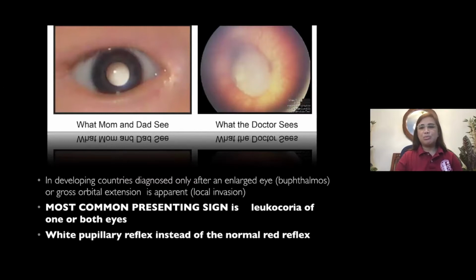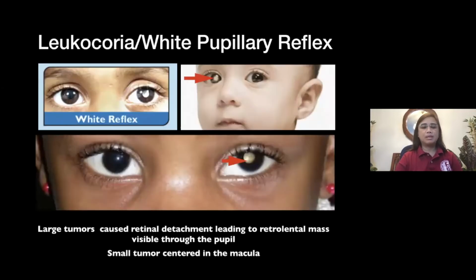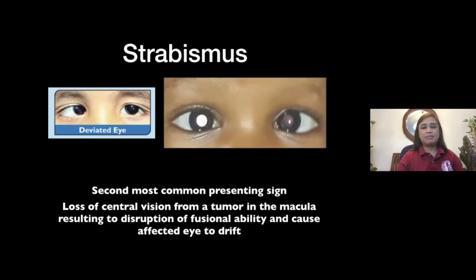The most common presenting sign is leukocoria in one or both eyes. A white pupillary reflex is seen instead of the normal red reflex. Large tumors cause retinal detachment leading to a retrolental mass visible through the pupil, and small tumors are centered in the macula. This gives the leukocoria or the white pupillary reflex.